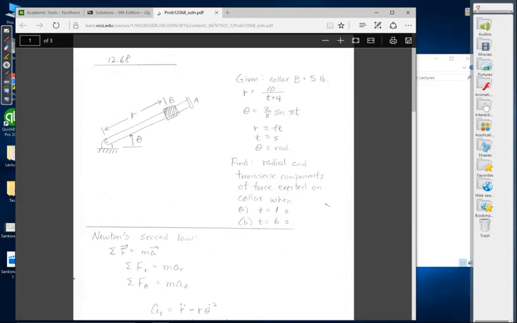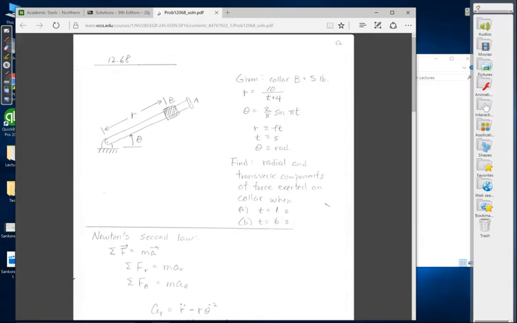Okay, so 12.68 out of the 9th edition is very similar to the types of problems that we discussed last time, meaning there's a rod that's driven by a motor, and there's a collar on this rod that just slides back and forth. And what we have are the two equations that define how r and how theta change with respect to time. So that's all given to us right here.